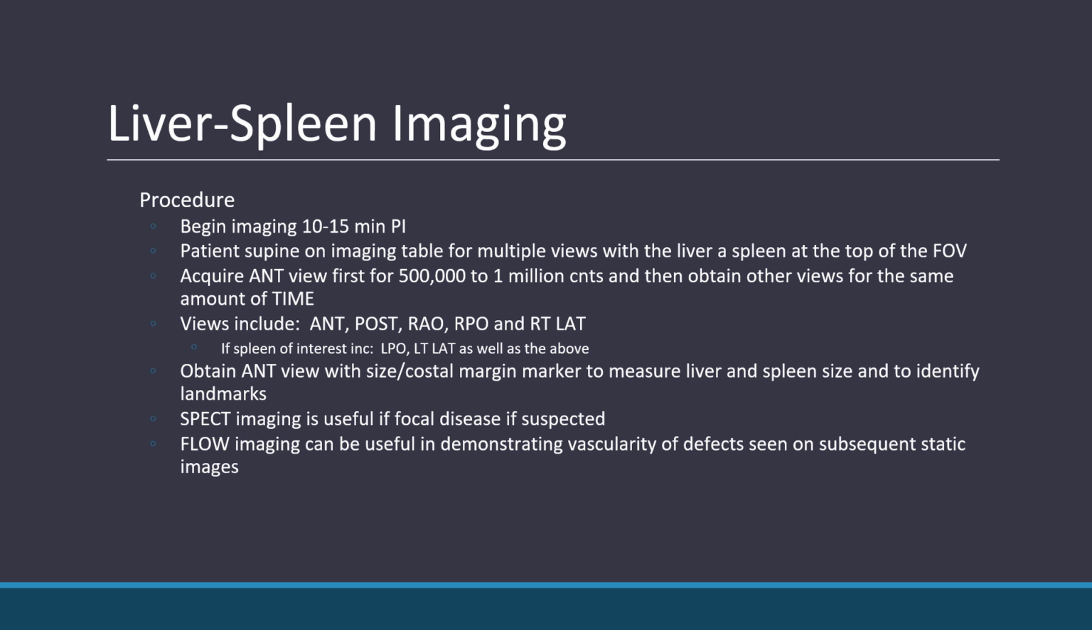And then SPECT imaging is also useful if focal disease is suspected, just because it helps you slice through the liver and look at those different planes. And then flow imaging can be useful for demonstrating vascularity defects of the liver, but typically it's not done with this study.